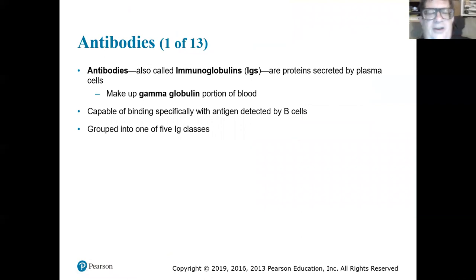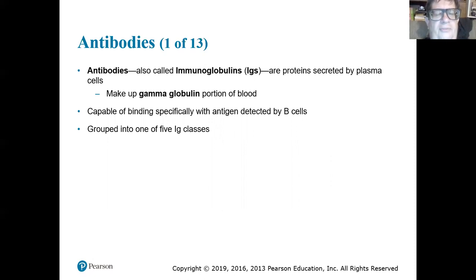So another name for antibodies, I've been saying antibodies all along, we could call them immunoglobulins. They're made by plasma cells. You already know the plasma cells are daughter cells of memory B cells. And the immunoglobulins make up what we call the gamma globulin in the blood. Okay, what's all this glob, glob, glob? They're kind of rounded proteins in some portions, and so that's where we get the globe.